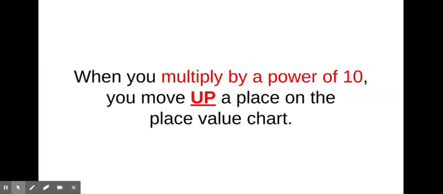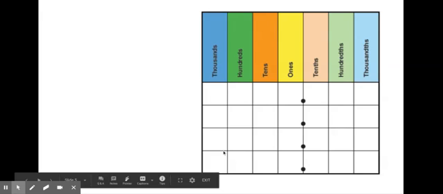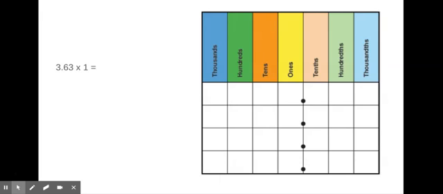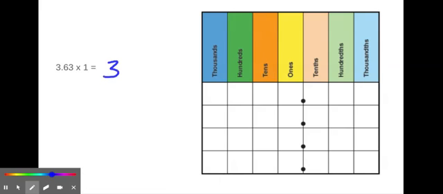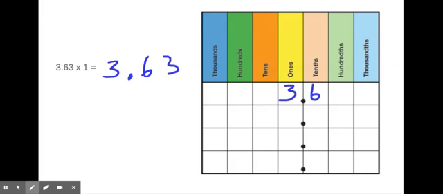So what does all this have to do with decimals? Well, let's take a look at a decimal example now. Let's say I'm looking at the decimal 3 and 63 hundredths, and I want to multiply it by 1. Well, we know that any number times 1 is itself, so this is going to stay 3 and 63 hundredths. And I'm going to go ahead and write that on this place value chart for reference.